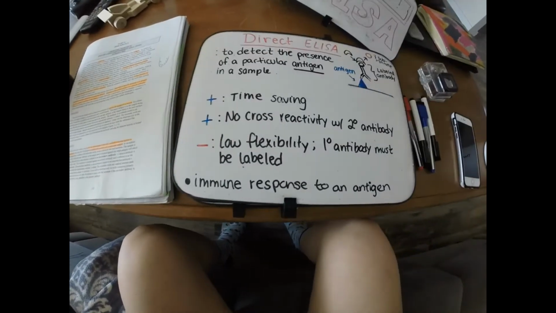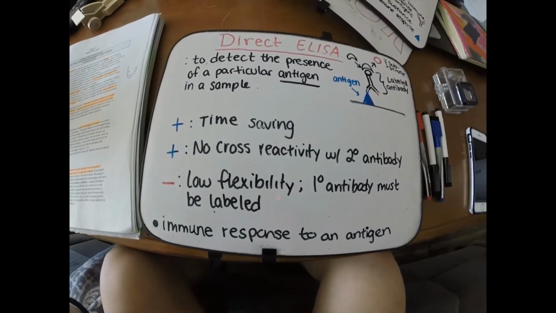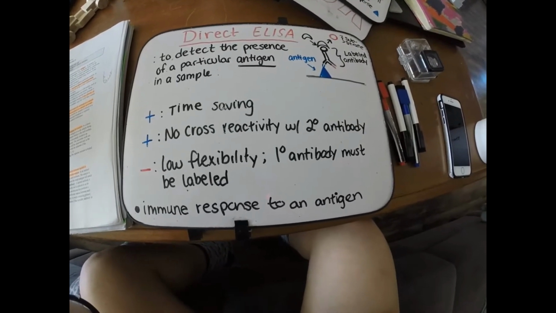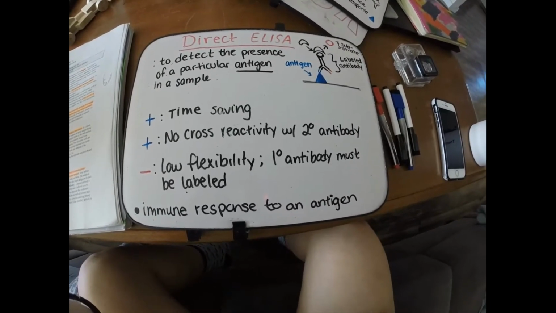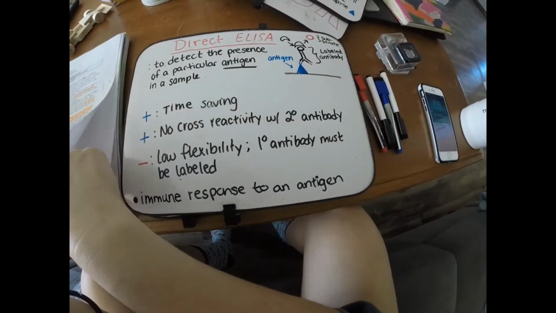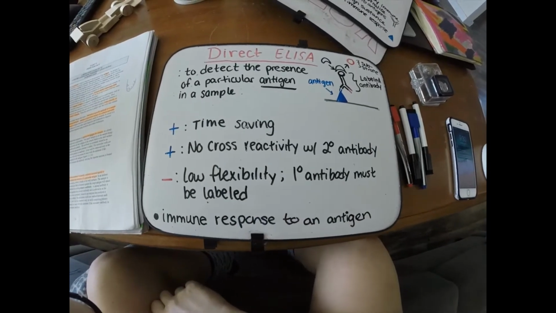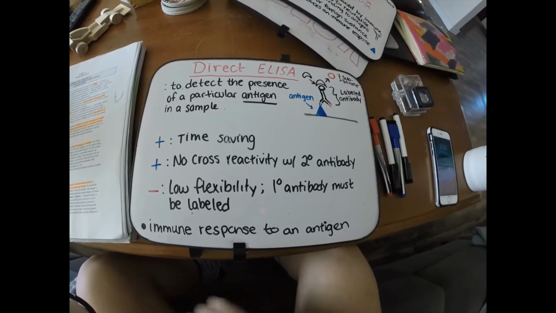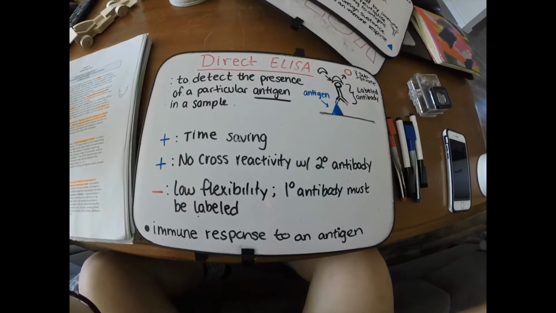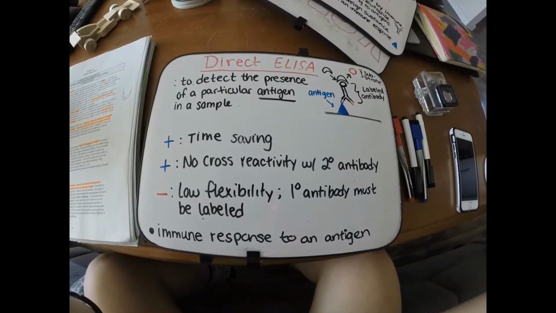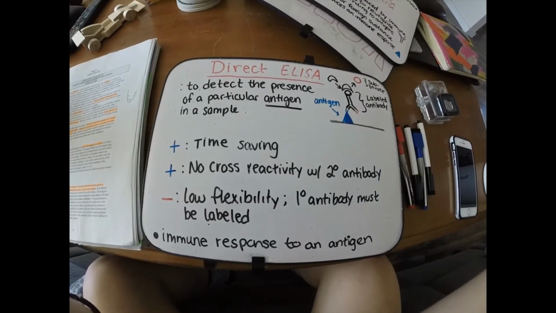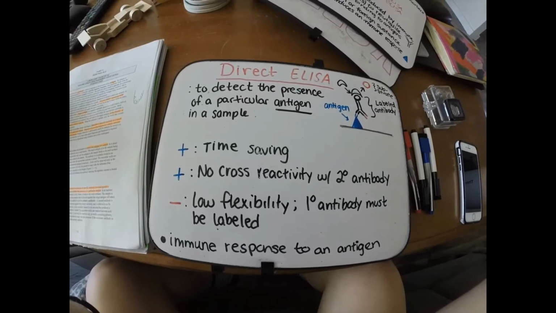Alright, so what is a direct ELISA? Your book does a pretty good job describing these, so I would really look and read those as well. There's also a nice series of images, I think on page 135. But essentially with a direct ELISA, we're trying to detect the presence of a particular antigen in a sample. We want to know, is that antigen in that sample or not?